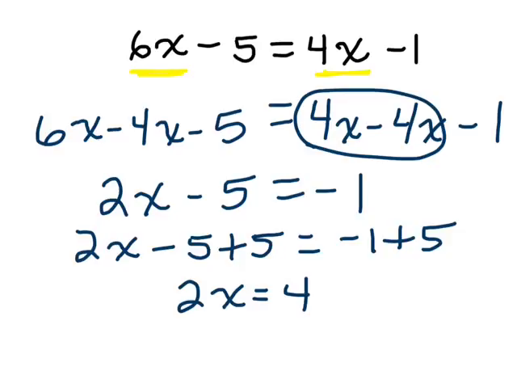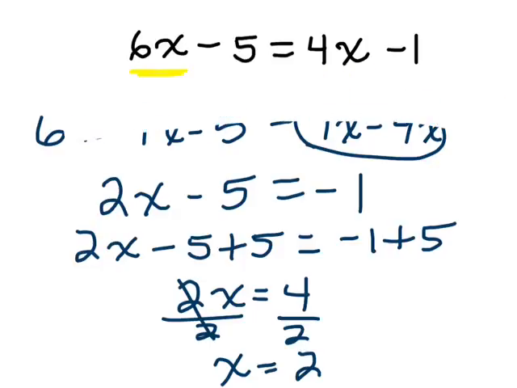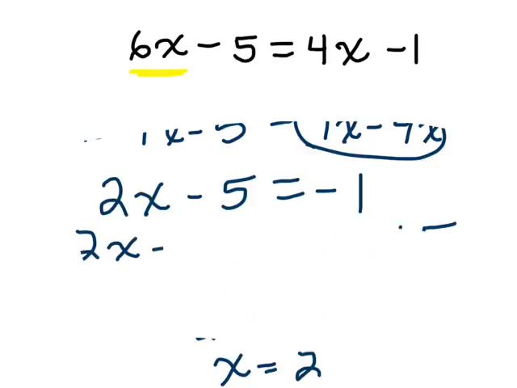And our last step is to make the coefficient a 1, and right now it's a 2. So I'm going to divide both sides by 2. These will cancel and leave me with 1x, and 4 divided by 2 is 2. Now remember, we always want to check our work to make sure that our answers are correct. So let's go ahead and erase all this work.